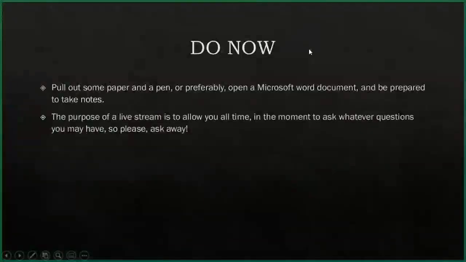So you're due now, guys. Again, pull out some paper, pull out a pen, or I think the most preferable thing would be to open up a Microsoft Word document. That way you can have that running side by side while you're taking your test. You can find your notes a lot faster if you're doing a Microsoft Word document.